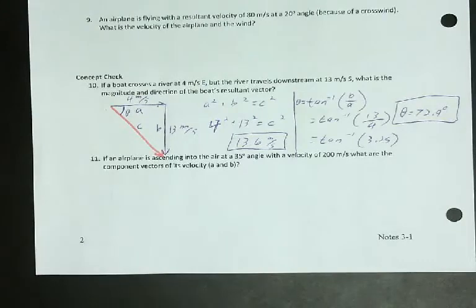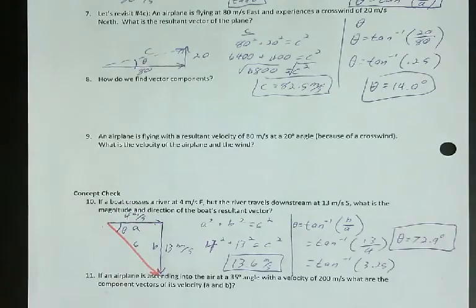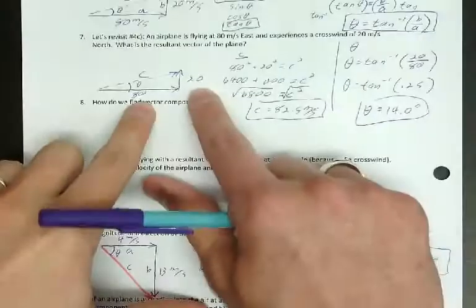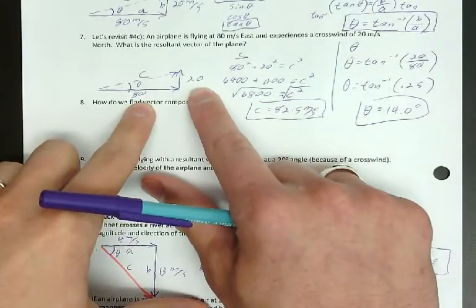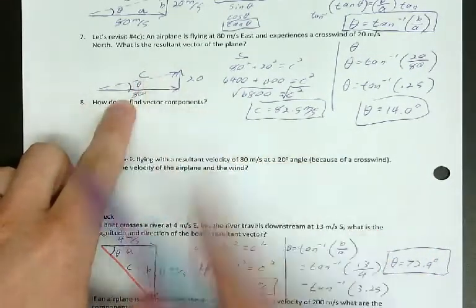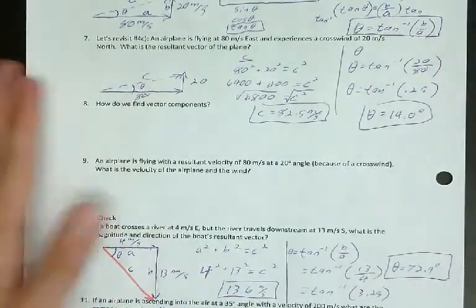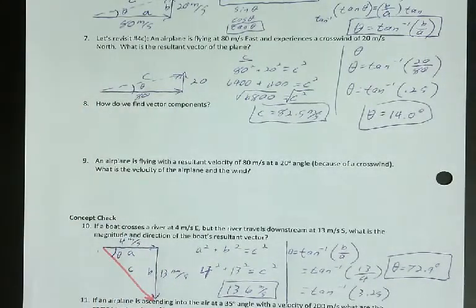Okay, so let's jump into number 8 now. So how do we find vector components? So there's two ways I'm going to give this to you. I'm either going to give you A and B, or I'm going to give you C and theta. So it just depends on what I'm giving you and what the problem is.